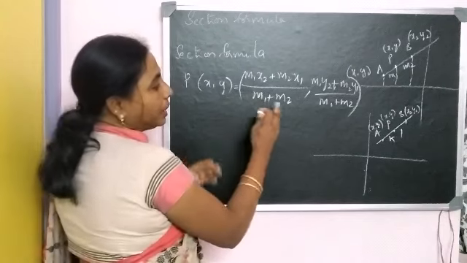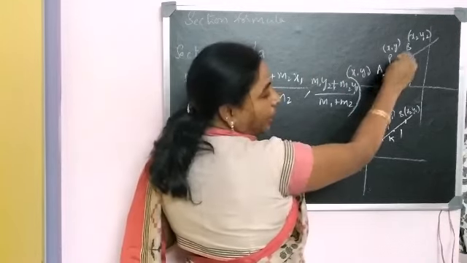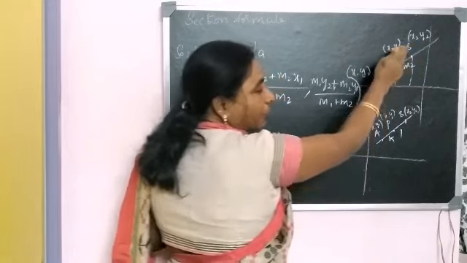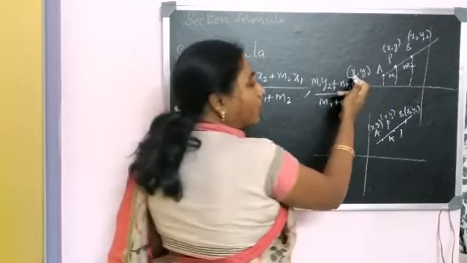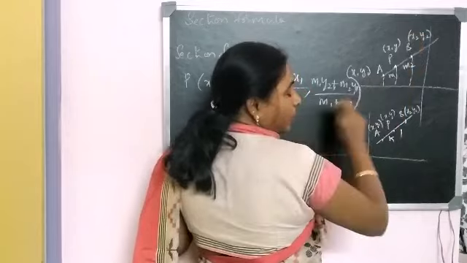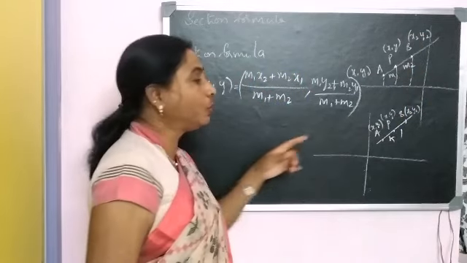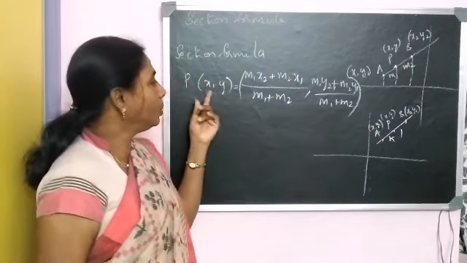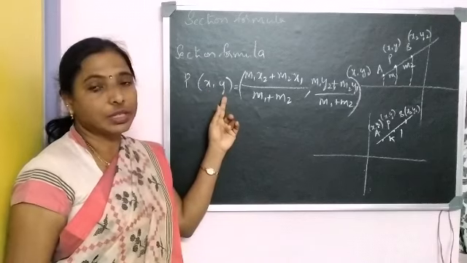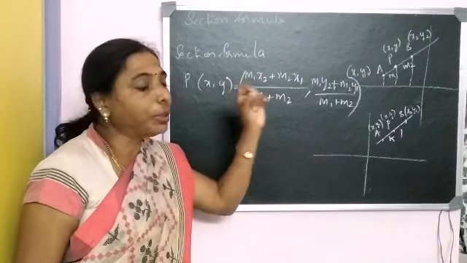Now, for example, think that this is the point. If you have to find out what coordinates are there for this, you should know what x1, y1 are, what x2, y2 are, and m1 and m2. If you know all these values, then you will know how much this x and this y are, and where the point P is located.